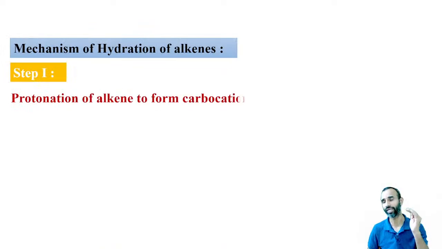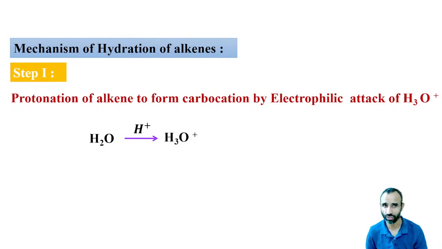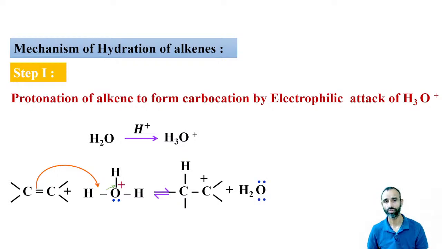Mechanism of hydration of alkenes. First is protonation of alkene to form the carbocation. See, water in the presence of acid gives H3O plus. Now this H3O plus will donate one H plus ion to the alkene, and we get carbocation along with water.